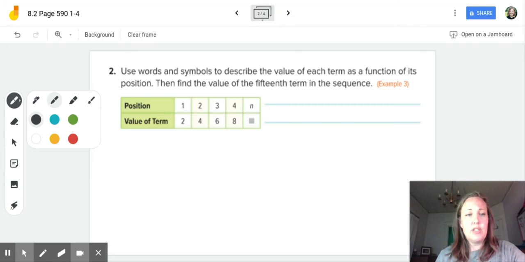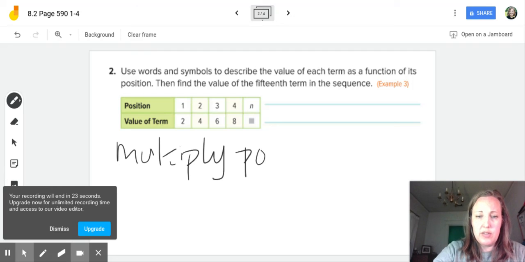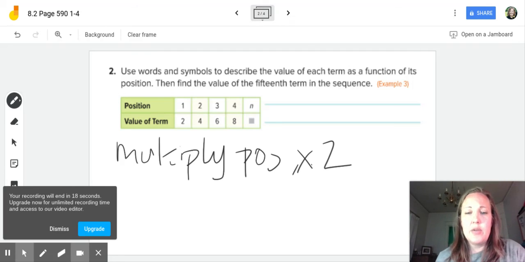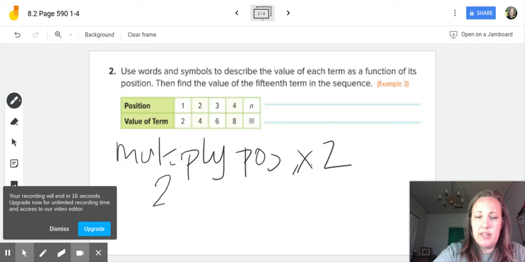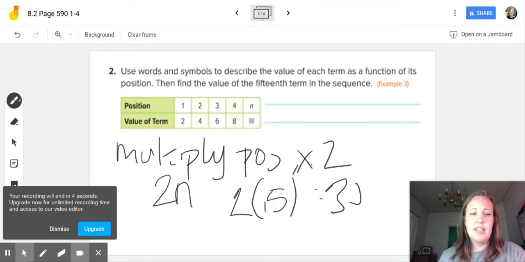So the first thing we're going to do is use words to describe what we're saying here. So in our words, we're going to multiply position by 2. And then we know that we're looking at this as our function, and they tell us n is 15. So 2 times 15 equals 30. All right, check back with me.